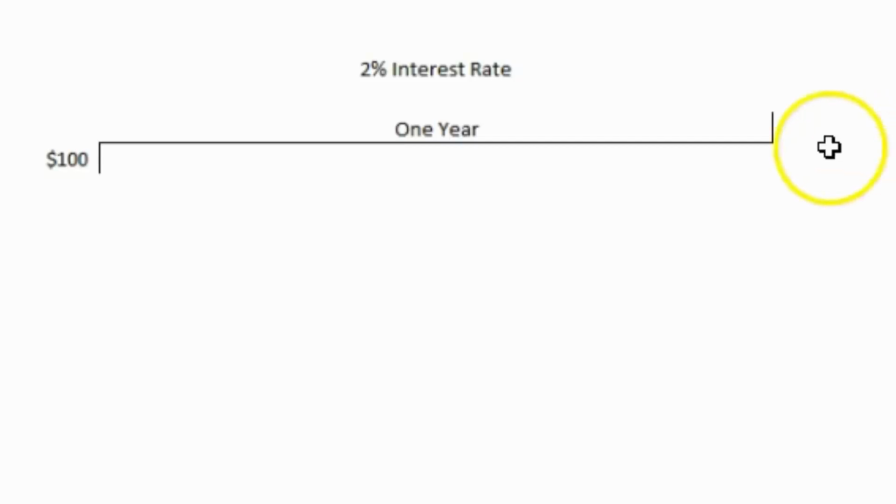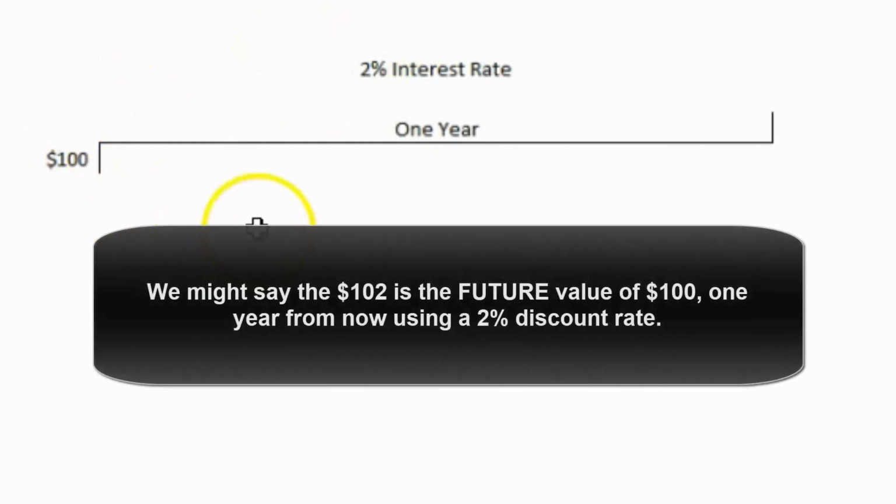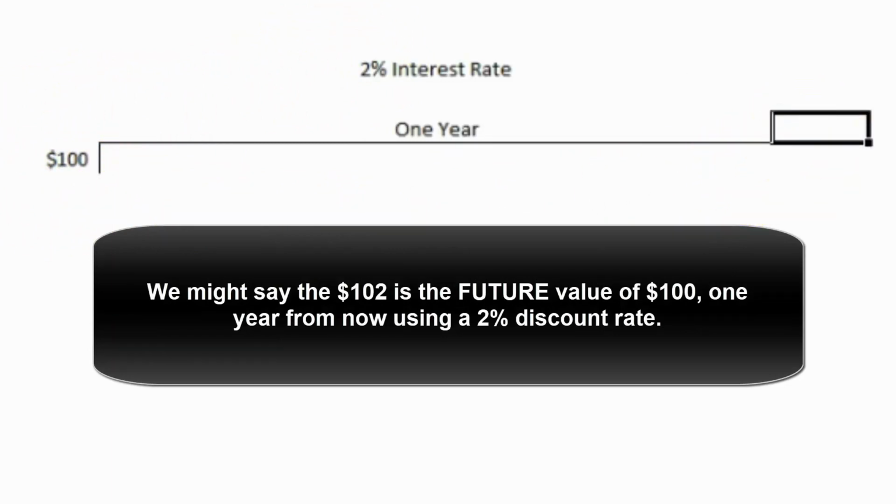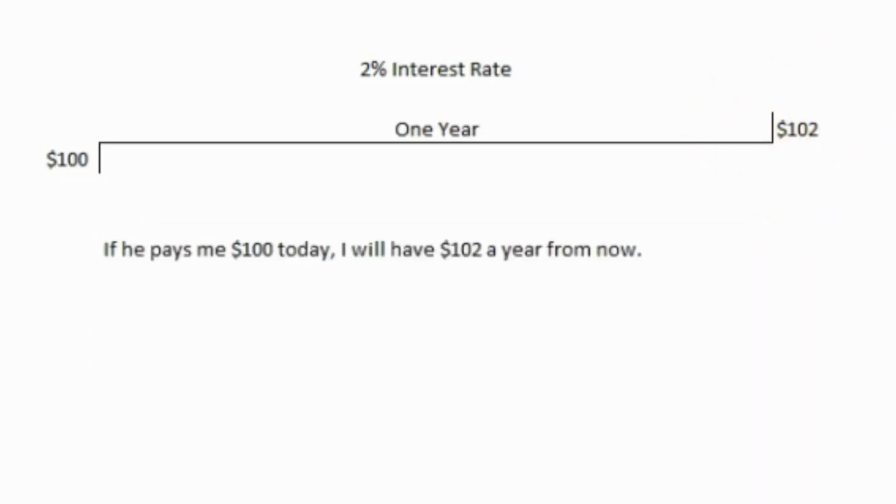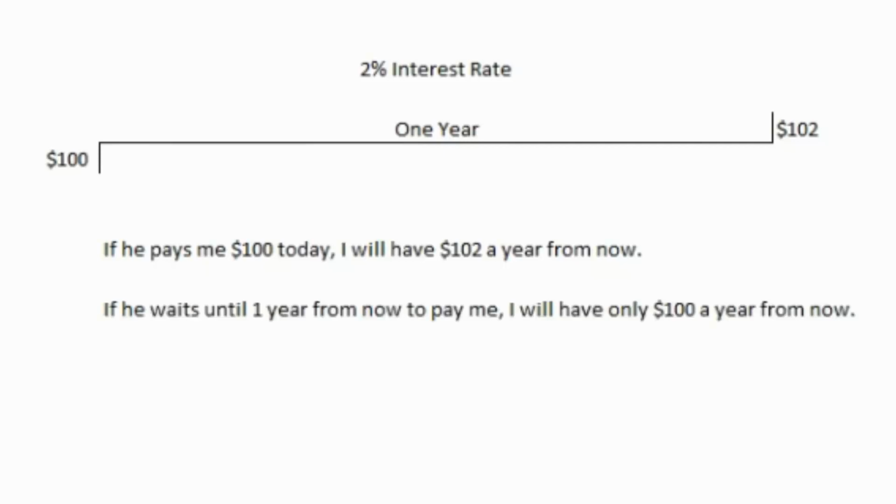Well, if I want to earn interest on that money, I need to have it. So if I can earn 2% interest, I will say, give me that money today, I'll put it in the bank, and I'll have $102 a year from now. Whereas if I just waited for you to give me the $100 a year from now, I'd only have that $100 then. So if he pays me the $100 today, I can invest it, and a year from now I'll have $102. If I told him, okay, just pay me $100 a year from now, I would only have $100 then.